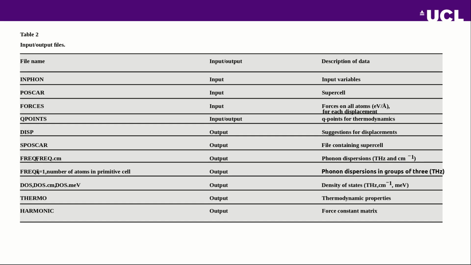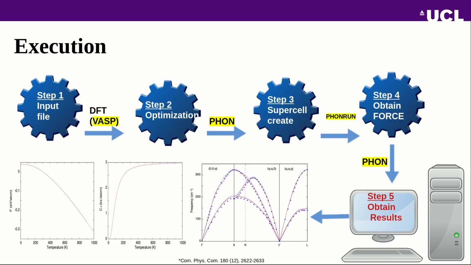About the input and output files, you can see here, the important thing is you will find the phonon information in the file FREQ, the phonon DOS in the file DOS, and the thermodynamic properties in the file THERMO, and more information you can read from the table.